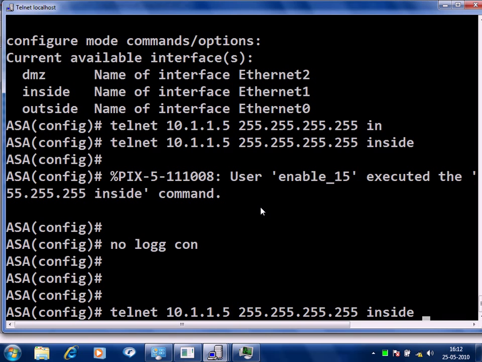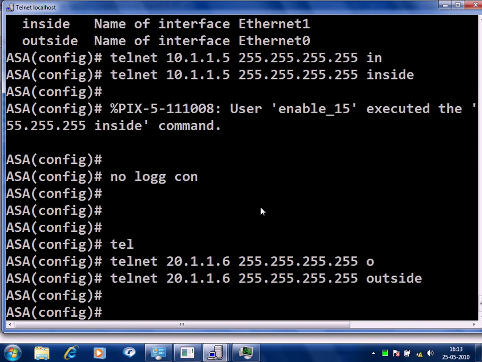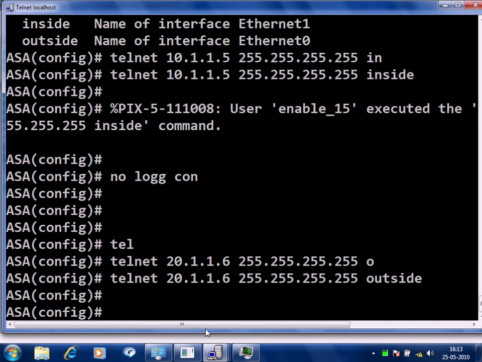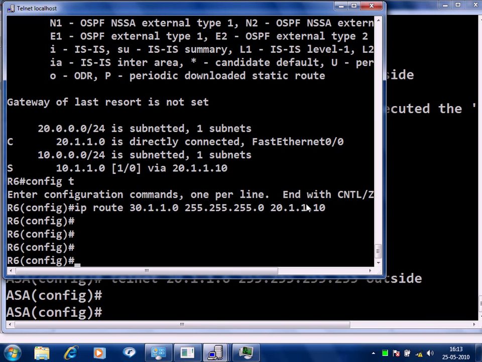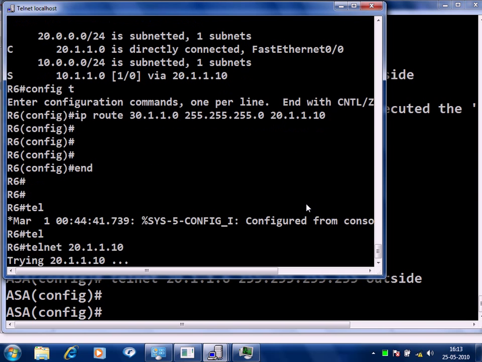Means telnet 20.1.1.6 255 outside. 20.1.1.6 will not be able to do the telnet. Alright, so let's check it from R6. Telnet 20.1.1.10.